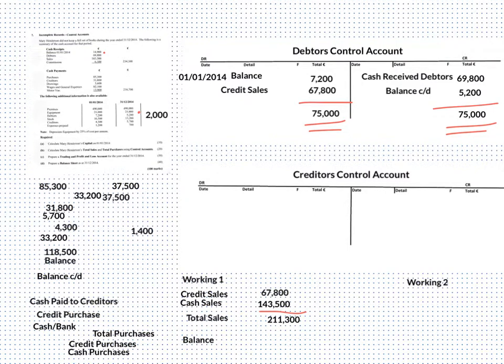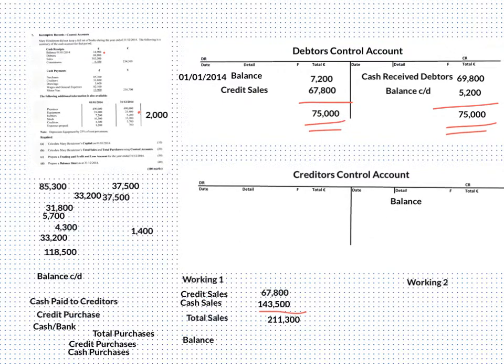So again, the next part of the question is to look at a creditor's control account to find out the total purchases. Similar to what we did with the debtors control account, we always start with the opening balance. We bring across the balance figure, and we have to decide whether it goes on the debit or credit side. A creditor's control account is people that you owe money to.